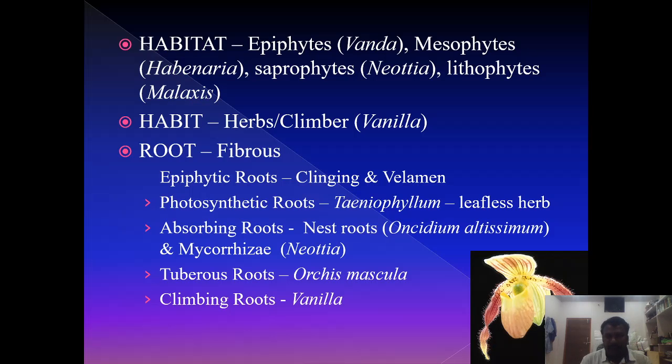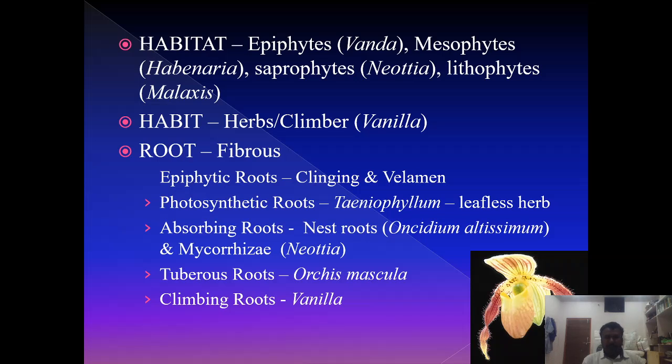Coming to the habitat of the family, most of the orchids are epiphytes, for example Vanda and Dendrobium. Some of them are mesophytes, for example Habenaria. Some are saprophytes, for example Neottia, and some are lithophytes, for example Bulbophyllum and Malaxis. As for the habit, except Vanilla, all the orchids are herbs only.